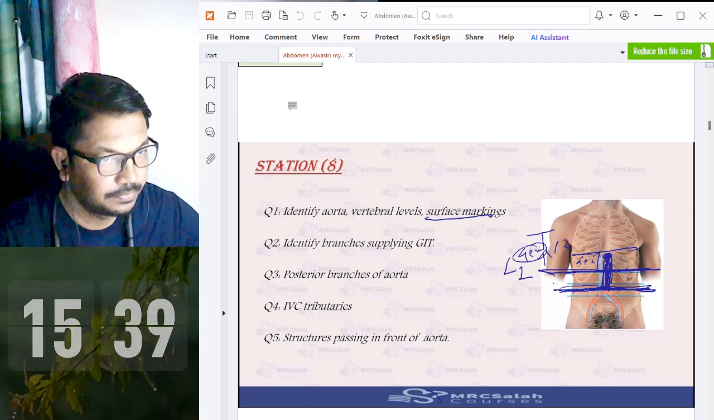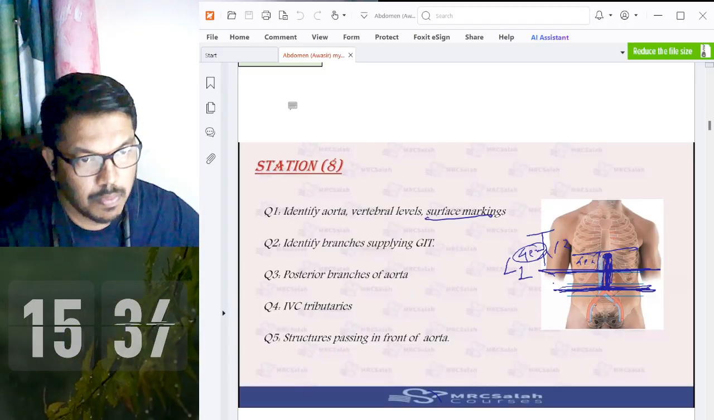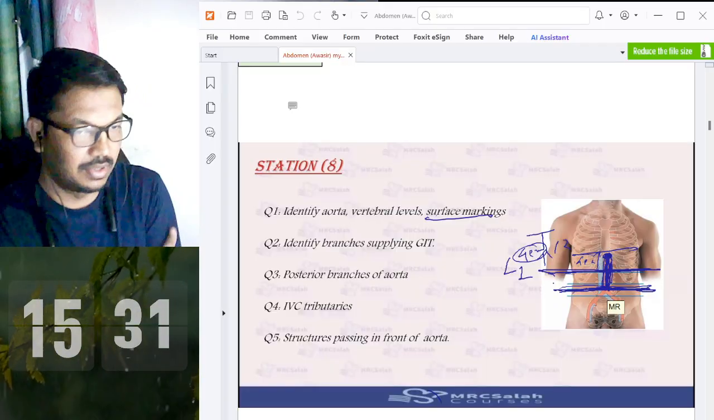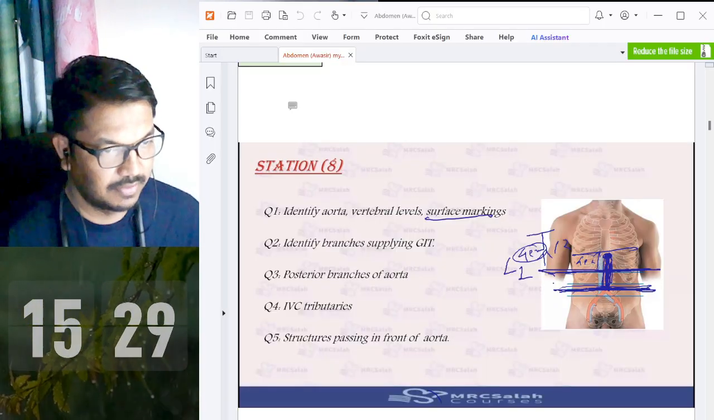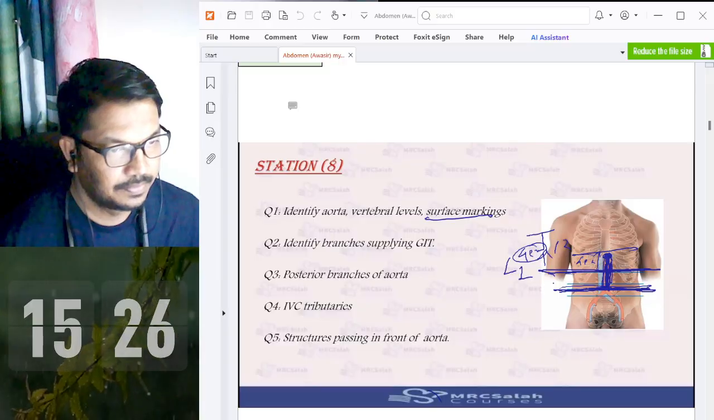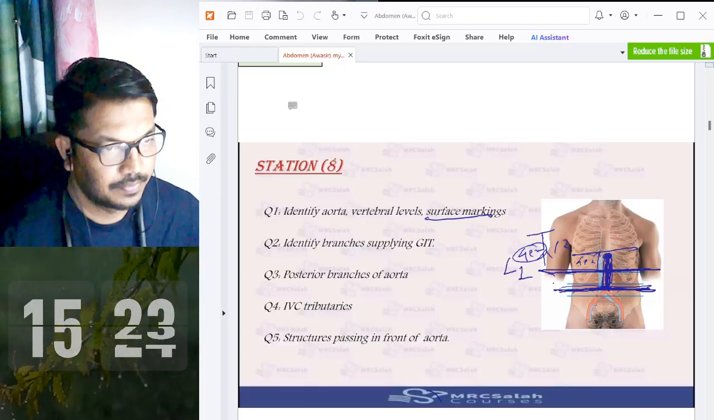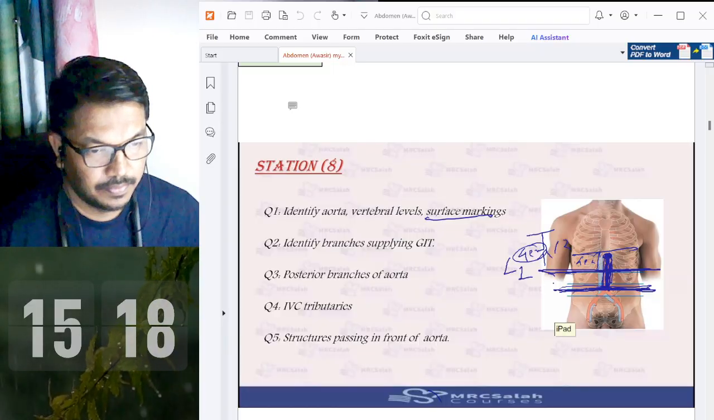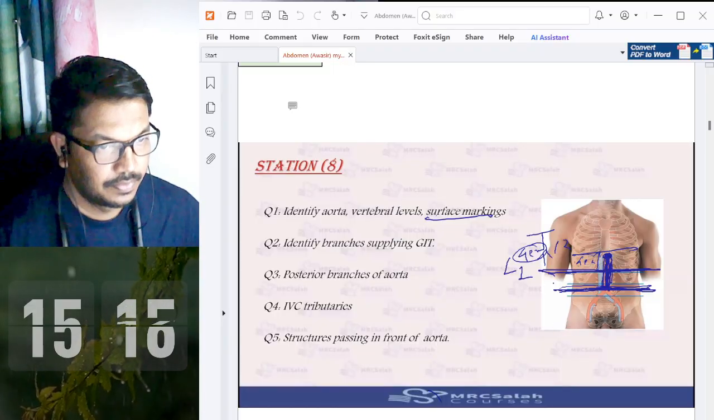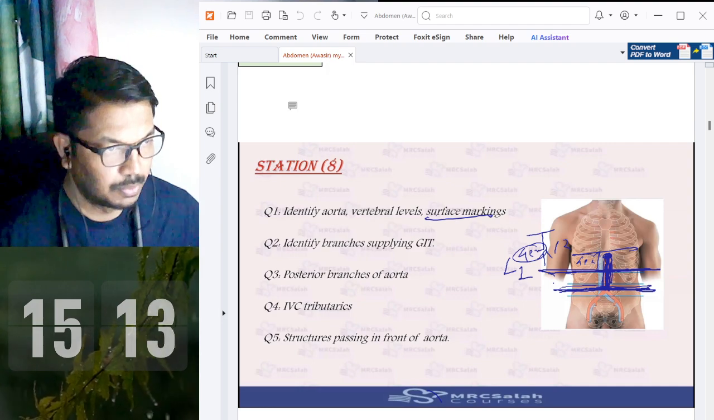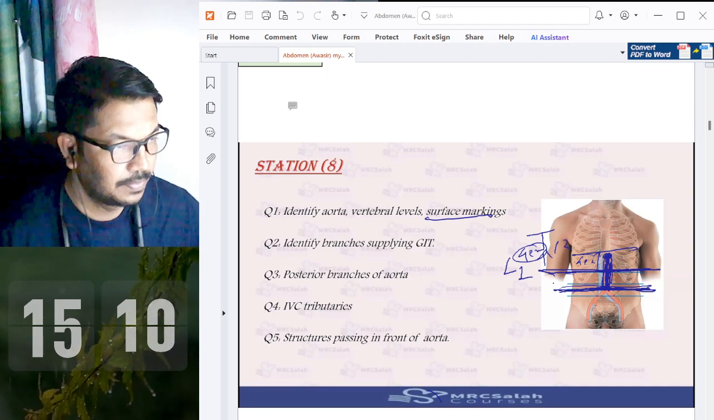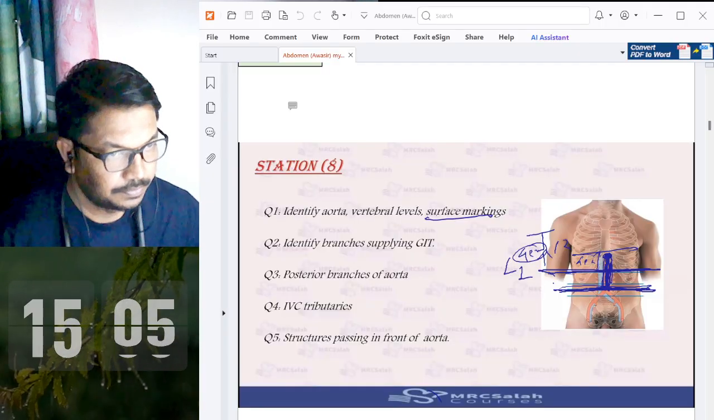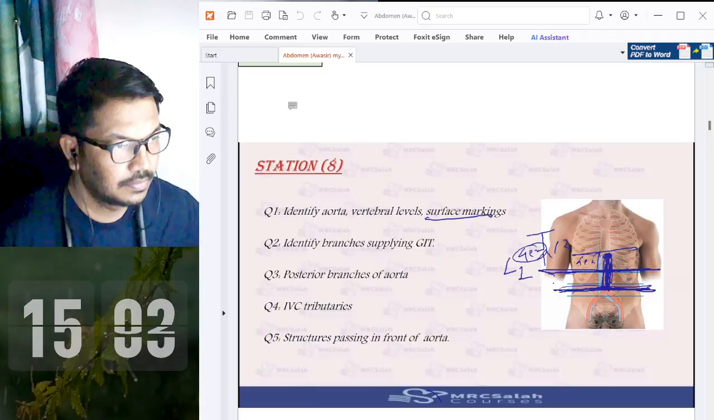Just there will actually be another picture where the aorta will be very visible. You need to identify the aorta, then vertebral level. Number A is the aorta. Then vertebral level is T12 to lumbar 4. Okay, and surface marking. Surface marking: 4 centimeter above the transpyloric plane to the supracristal line.